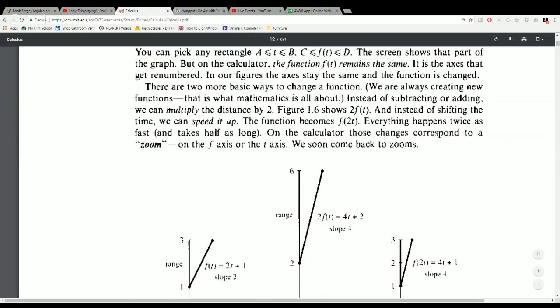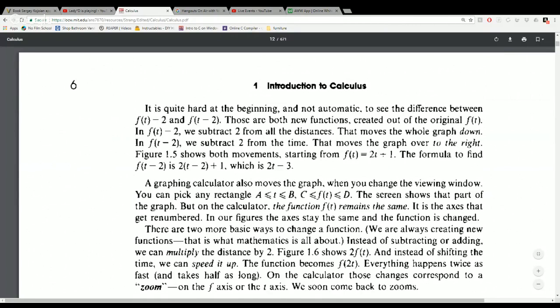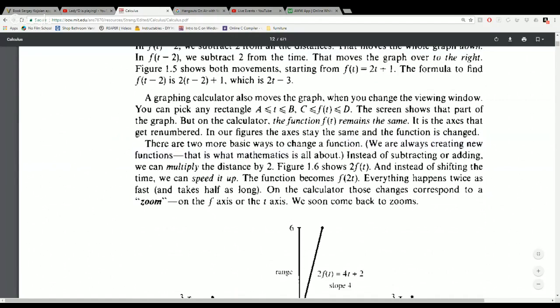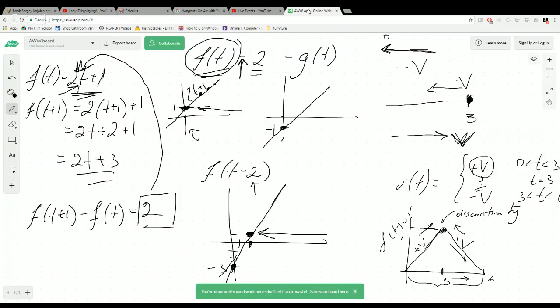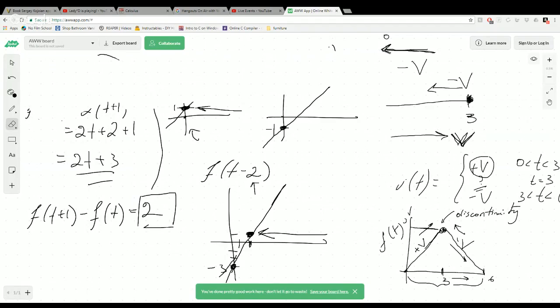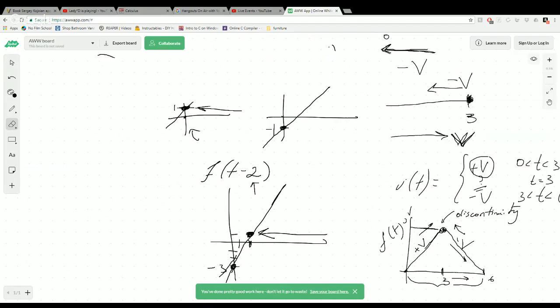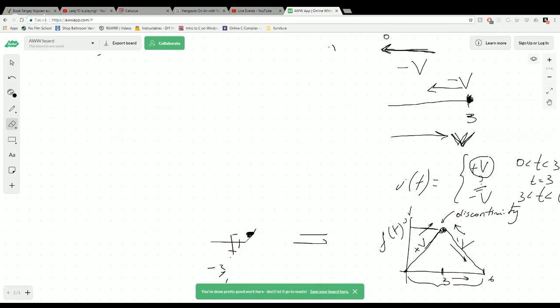Now, moving on, let's see. There are 2 more basic ways a function can change. Instead of subtracting or adding, we can multiply the distance by 2. What does that mean? Multiply the distance by 2. Let me get rid of this stuff. So my distance, I'm going to make up a new distance function, or let me just write one. f of t equals 3 minus t. Oh, let's do 3 plus t. Here's my distance function. Now it says you can multiply it by a number.